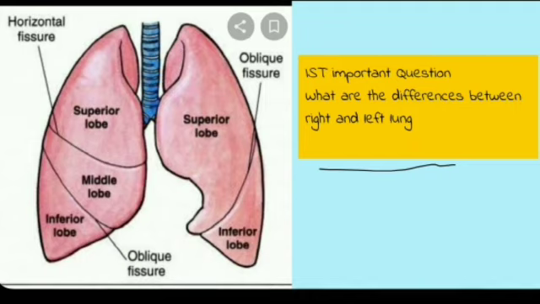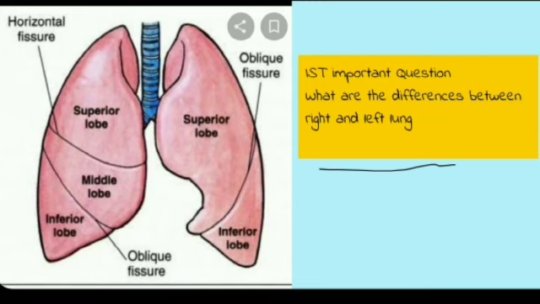And from the shape of the lung, you can also remember that the right bronchus is shorter and wider, just like the lung itself, whereas the bronchus of the left lung is narrower and longer, just like the lung itself.